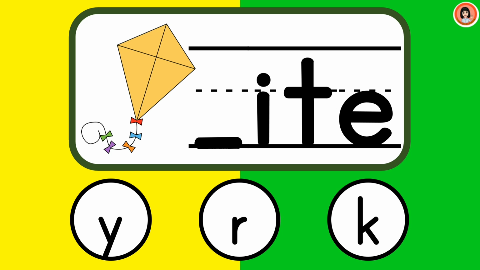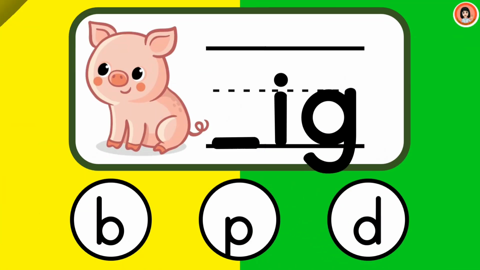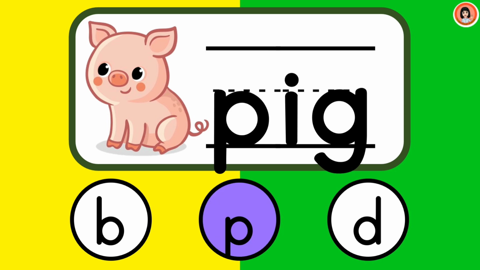This is a kite. Very good. What is the beginning sound of the word kite? Is it y, r, or k? The correct answer is k, kite. This is a pig. Good job. What is the beginning sound of the word pig? Is it b, p, or g? The correct answer is p, pig.